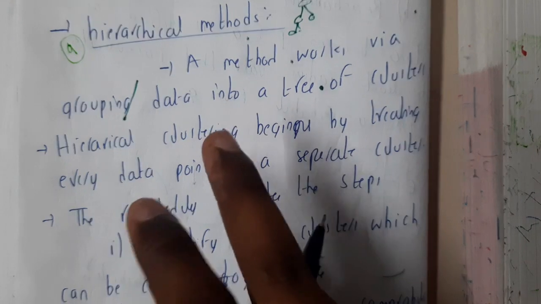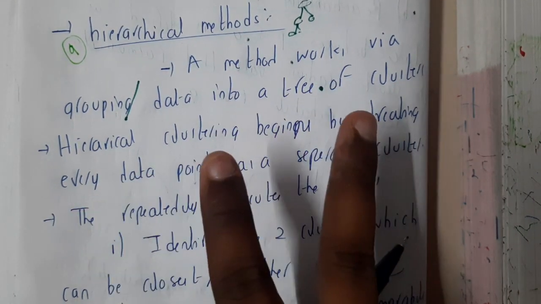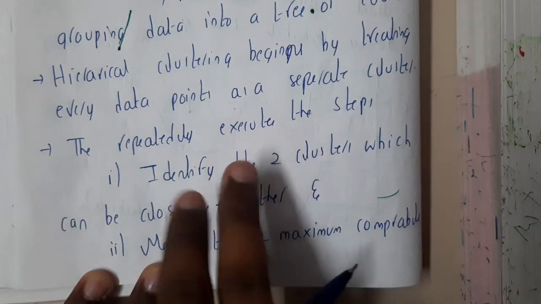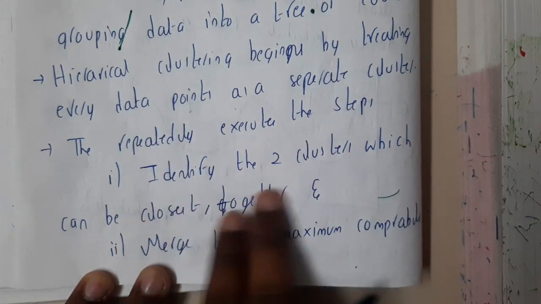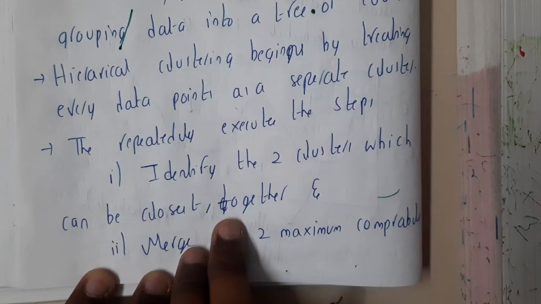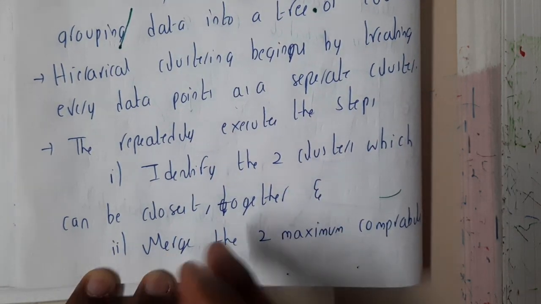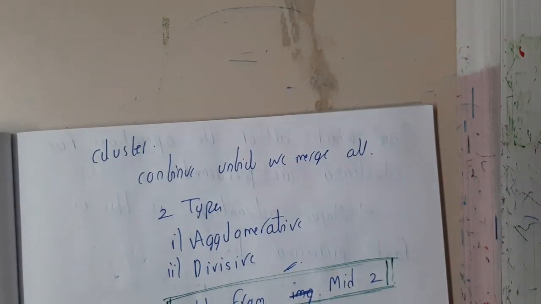Why I am saying two ways is because here we have two different types, guys. Please concentrate for a while. They repeatedly execute two steps, guys. That is, identify the two clusters which are close together and combine them. At the end we'll be reaching a maximum of 2 or 3 clusters. That's it, right? So here they are of two types, guys.